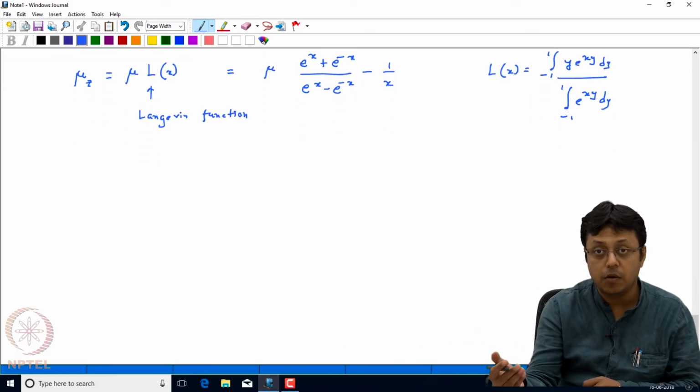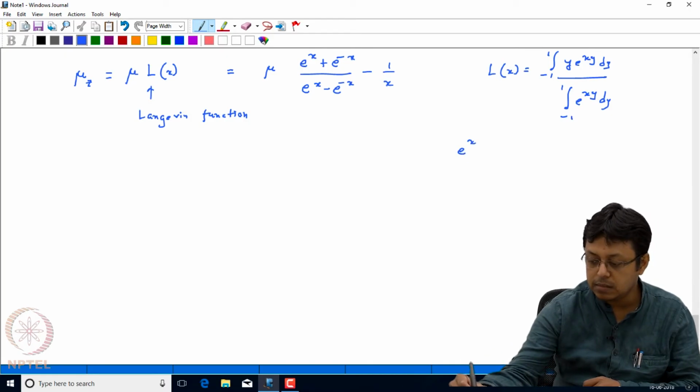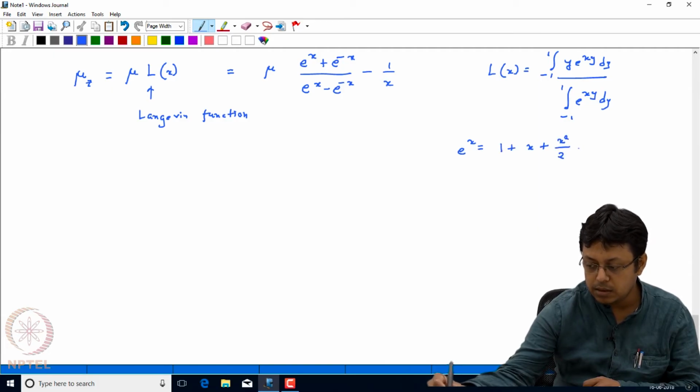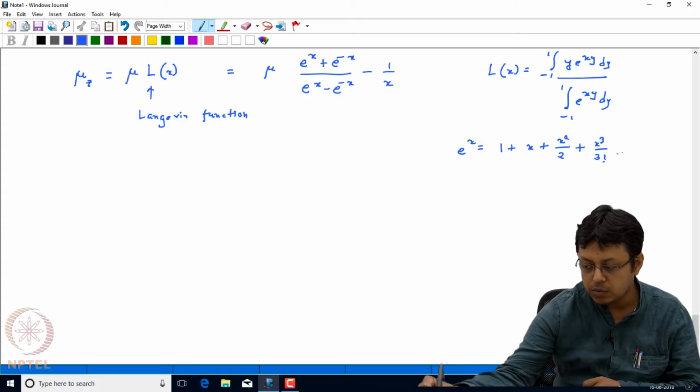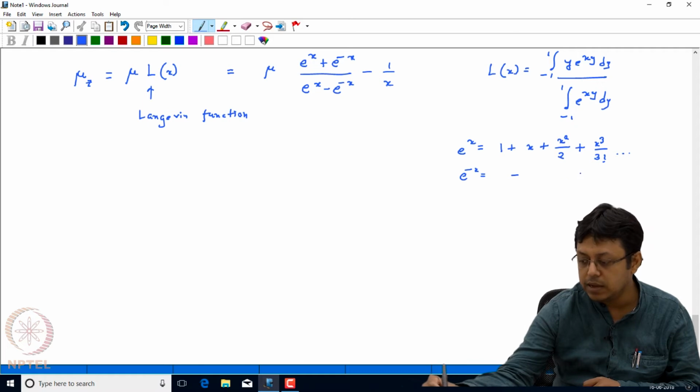Now, what will be the form of that? We have to expand e to the power x and e to the power minus x. You know that e to the power x is 1 plus x plus x square by 2 factorial plus x cube by 3 factorial and so on. Similarly, e to the power minus x will have all these terms, but whenever we have x or x cube, we will have a minus sign, minus x cube by 3 factorial and so on.